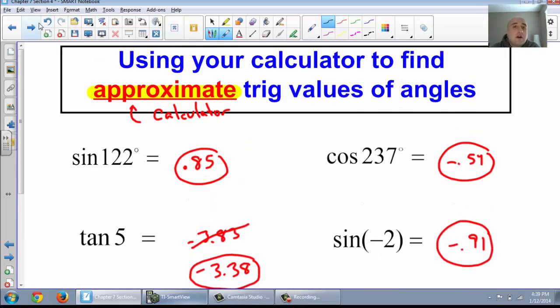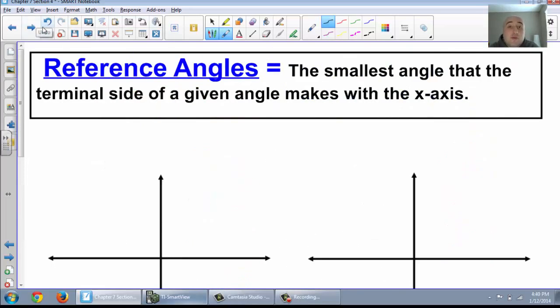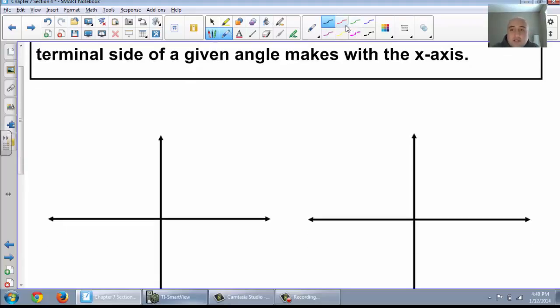Okay. All right. So now we need to figure out how do we actually find exact answers. Okay. So we need to be able to find a reference angle. This is a very important word. You need to be able to find a reference angle for the rest of this chapter. All right. It says the smallest angle that the terminal side of a given angle makes with the x-axis. Now that probably isn't going to make a whole lot of sense.